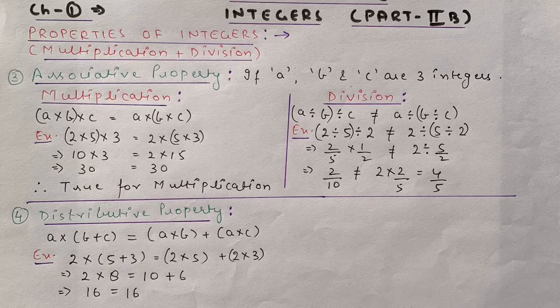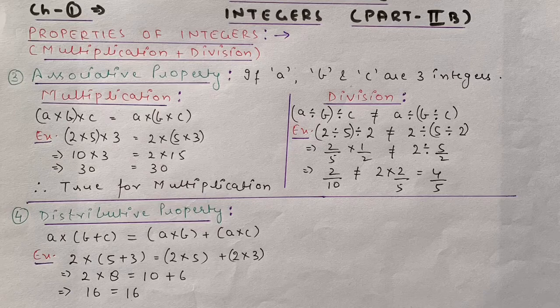c in second bracket. As you can see in the example, 2 multiplied by in bracket 5 plus 3, and on the right hand side 2 multiplied by 5 plus 2 multiplied by 3. By distributive property this step is coming. So on the left hand side when you solve 2 into 8 you will get 16. On the right hand side you will also solve, you will get 10 plus 6, 16. So we have proven the distributive property by taking an example. Remember the distributive property, it is used in solving questions of the exercise.